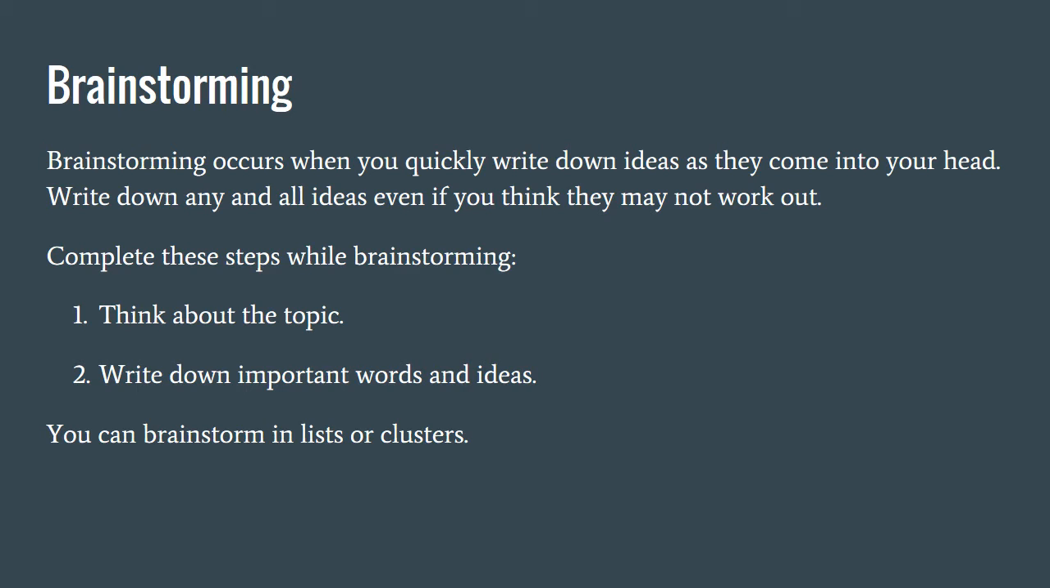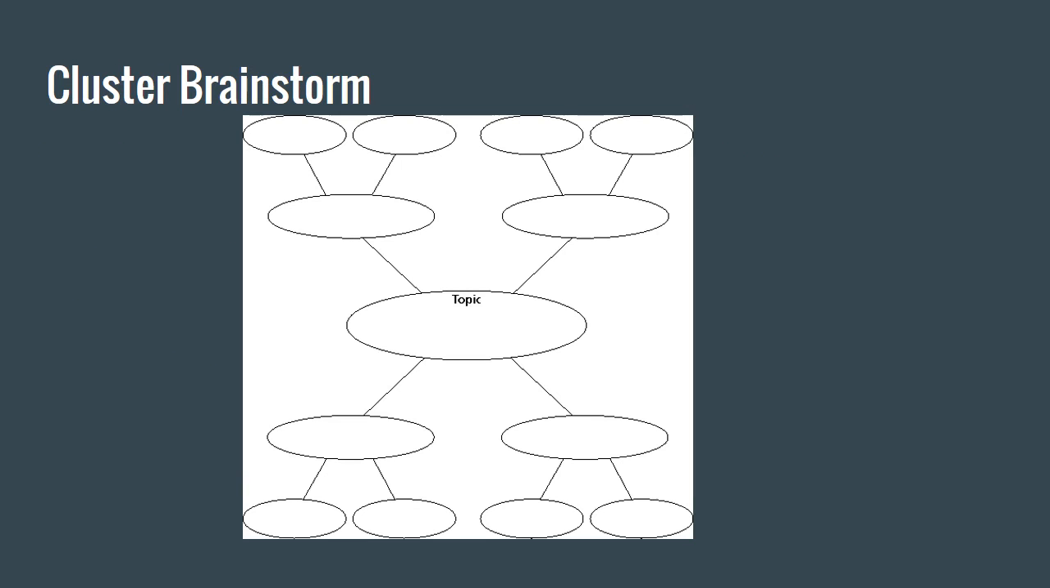And so there are two ways that you can brainstorm. You can brainstorm in lists or clusters. So what I want to draw your attention to is the cluster. Lists are pretty simple, but the cluster is a little bit more organized. So here I've given you a very simple cluster brainstorm. This is the structure of the cluster chart. You start out with a main idea in the very middle, where I've written topic, and then you come up with specific ideas for your topics.